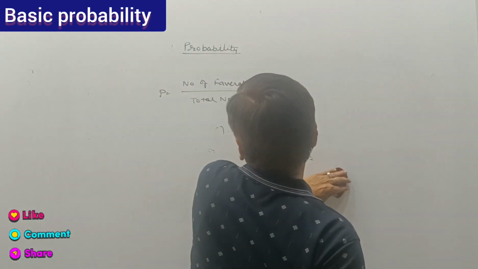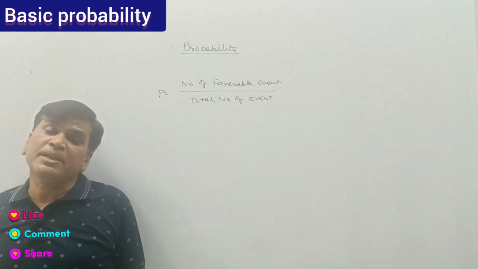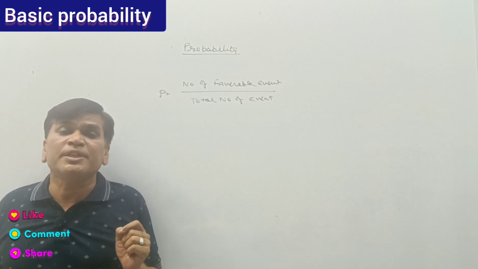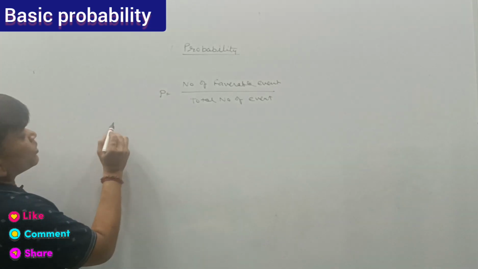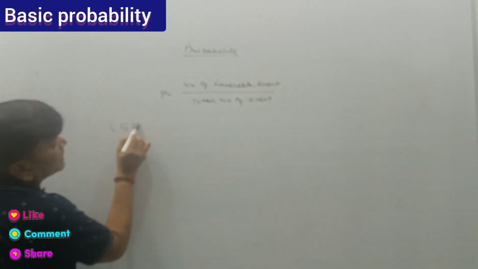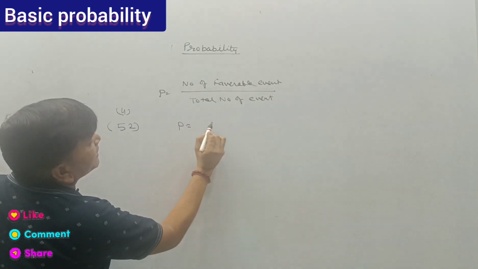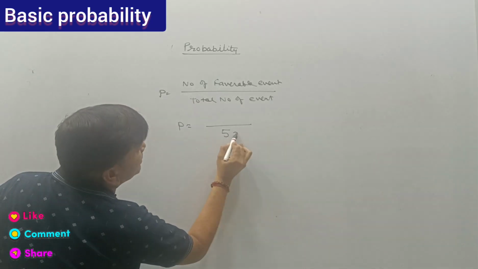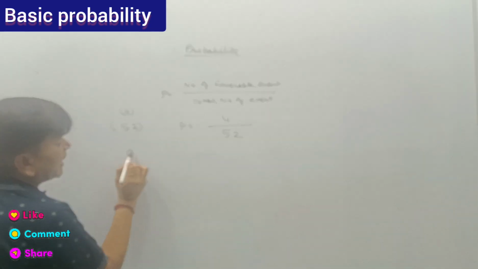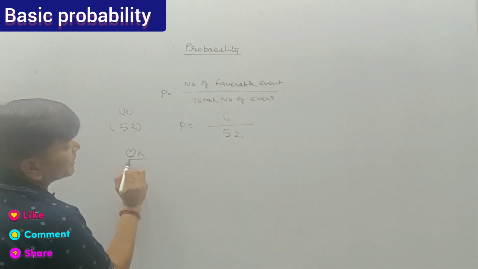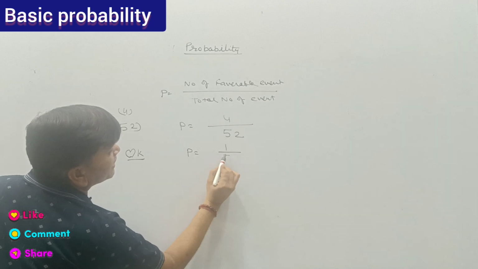If from a pack of 52 cards one card is drawn at random, what is the probability that the card is a king? The total number of events is 52 cards and the total kings are 4. So the probability of getting a king is 4 out of 52. If we say the king of heart, in this condition only one king of heart is there and the total number is 52.